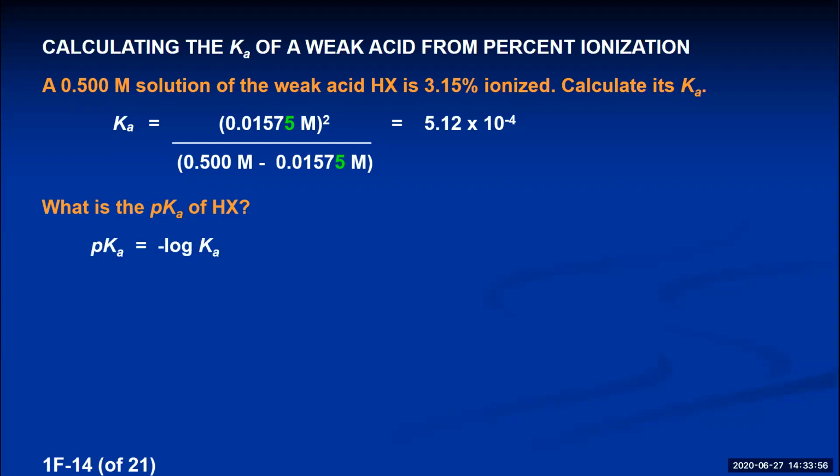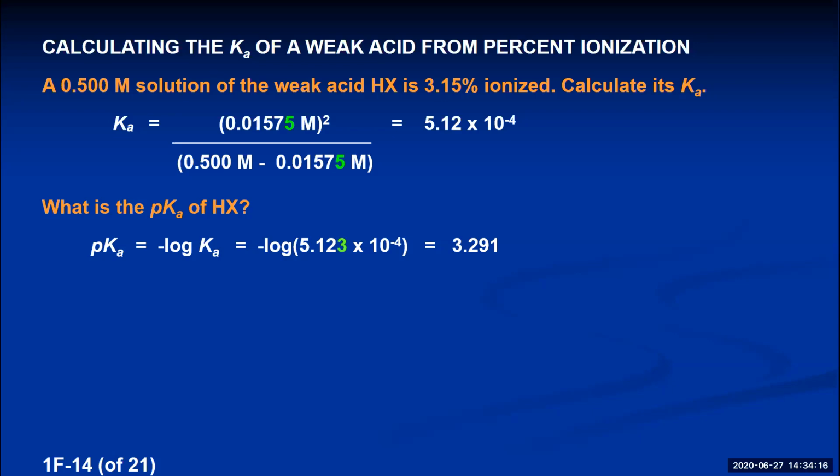The pKa is going to be the negative log of whatever your Ka value is, which was a 3 significant figure number. So when you take the negative log of a 3 significant figure number, you'll get a logarithmic answer that's 3 significant figures, which means 3 places past the decimal point. So it should be 3.291.